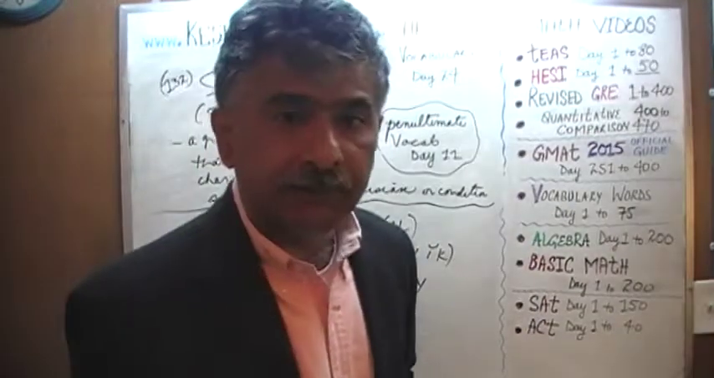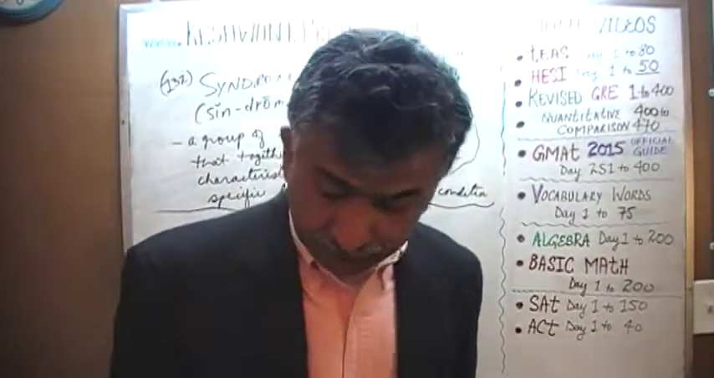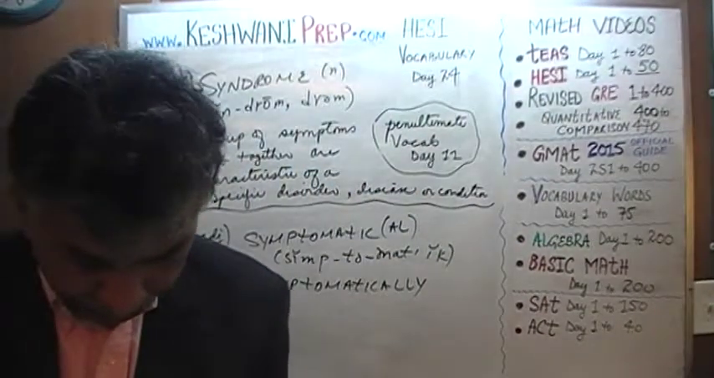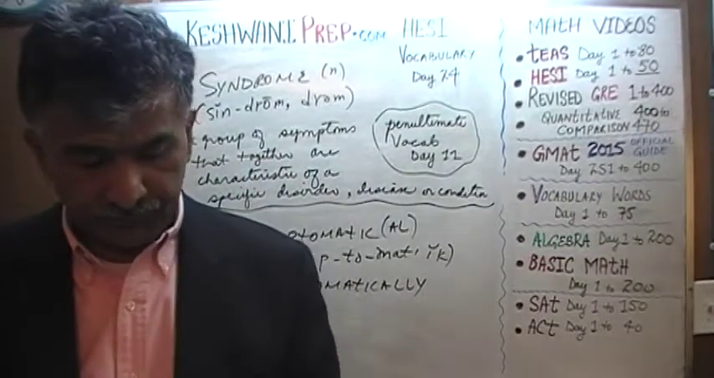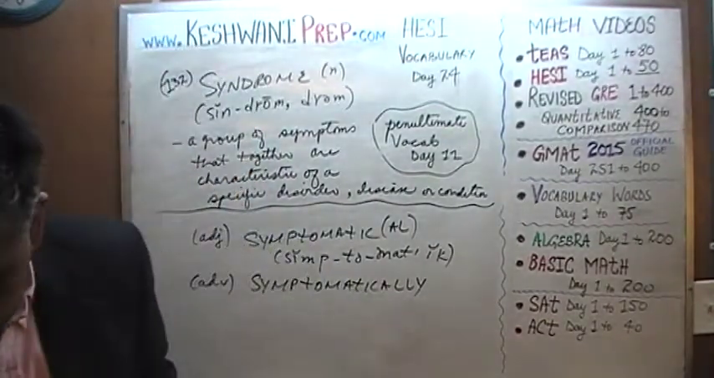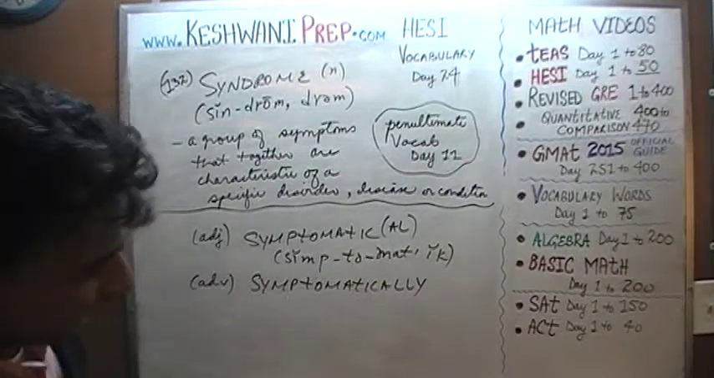Syndrome and symptom. A symptom is just one indication, a syndrome is a group of indications. Let's move on. Next word, 133.